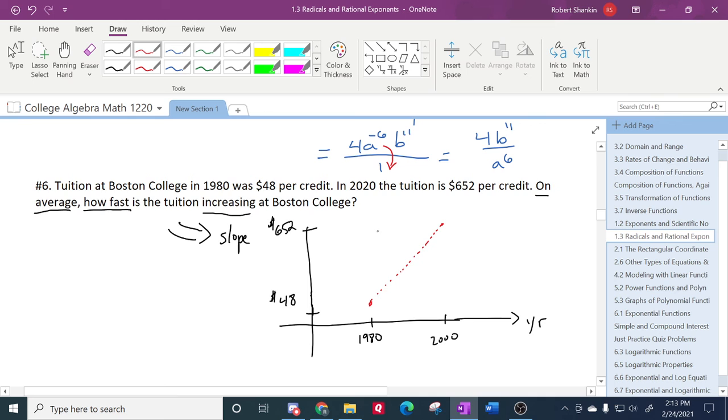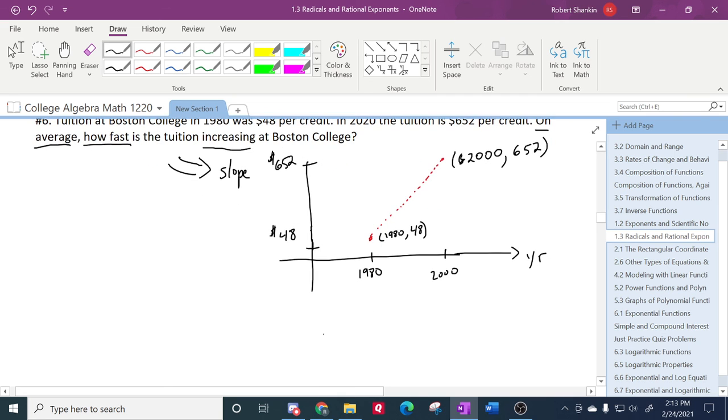And this point is x and y coordinates, 1980, 48, this one 2000, 652. Okay. And then the slope, m, same as the rate of change, or how fast it's increasing, is change in the y over the change in the x.